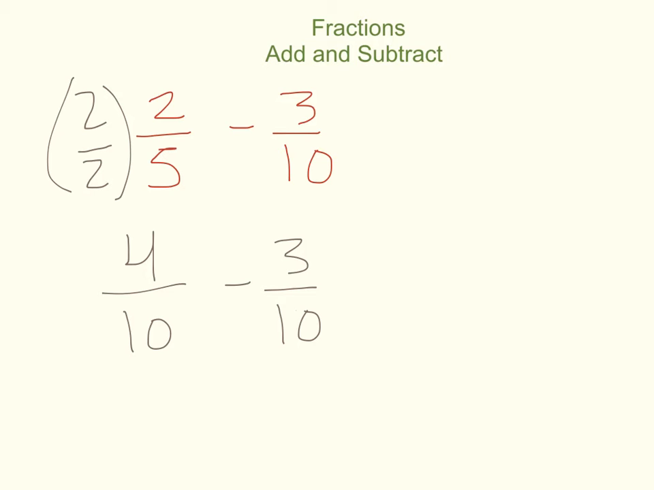And then when I said you add straight across, technically this is the same thing as adding, because what we could do is we could just say this is adding a negative 3. The same thing as subtracting, so it's not going to change the way you do the problem at all. It's going to end up being 1/10.